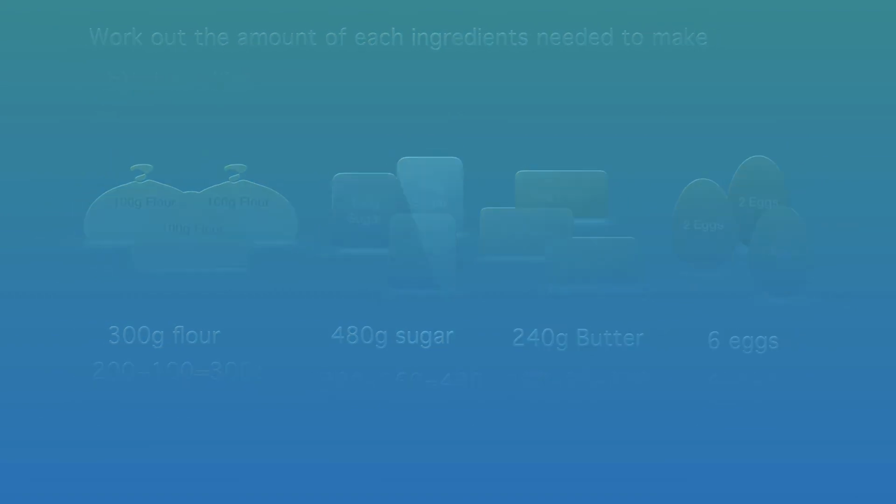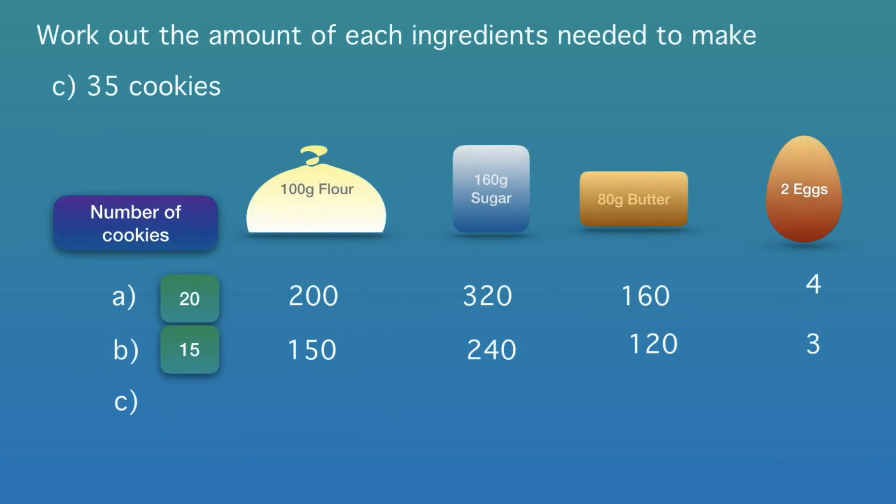In part C, we are asked to find the ingredients for 35 cookies. Note that we already found the ingredients needed for 20 and 15 cookies in part A and part B of this question. We can now add these results to find the ingredients for 35 cookies, since 15 plus 20 gives 35. So add 200 with 150 to give a total of 350 grams of flour. Add 320 with 240 to give 560 grams of sugar. Add 160 with 120 to give 280 grams of butter. And finally add 4 with 3 eggs to give a total of 7 eggs.